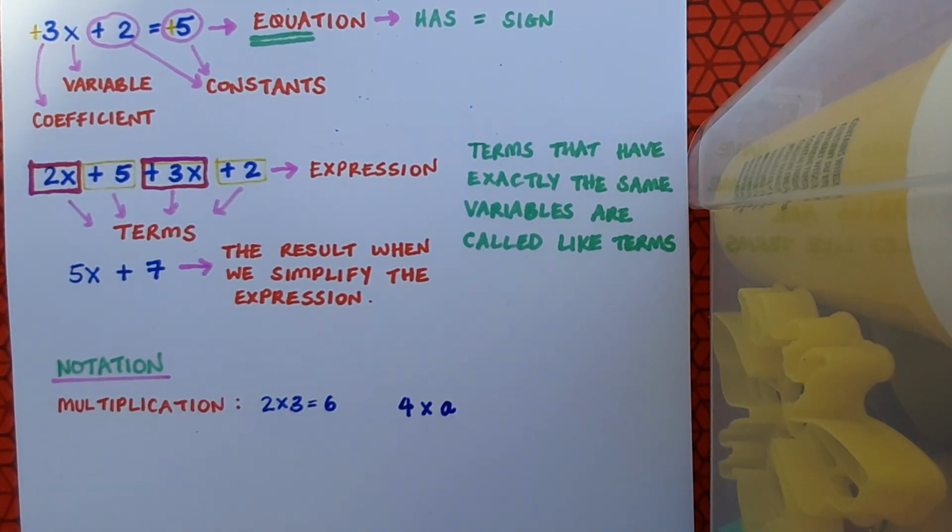So if I wanted to write something like 4 times a, where this is the multiplication symbol, I don't want to use the symbol. Instead, I want to write it as just 4a. So we won't write it in this way. We'll write it this way instead. Notice that 4 is the coefficient of the variable a. So a coefficient is multiplying by the variable.